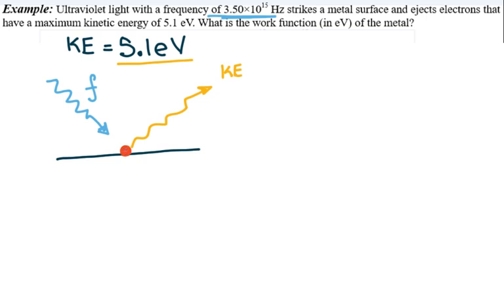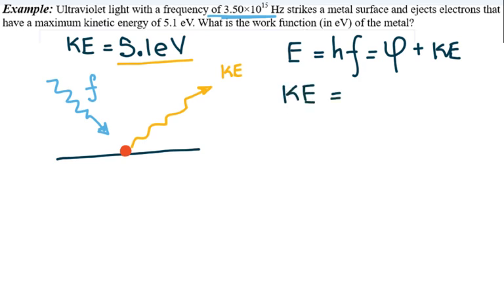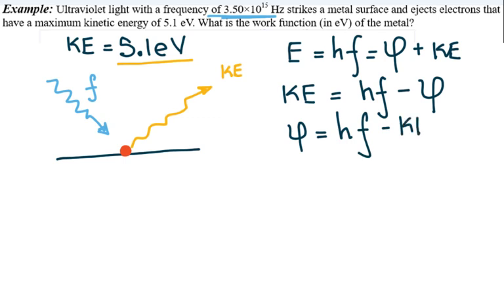So I know that the energy of the photon is equal to h times the frequency, and the frequency is given and the Planck constant I know. And that is equal to the work function plus the kinetic energy. So from here, the kinetic energy of the electrons is equal to the energy of the photon minus the work function, right? Or I can say that the work function is equal to the energy of the photon minus the kinetic energy of the electrons. So I can use this formula to calculate the work function.